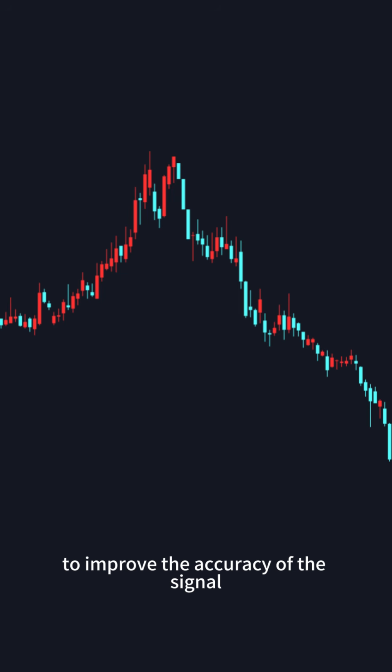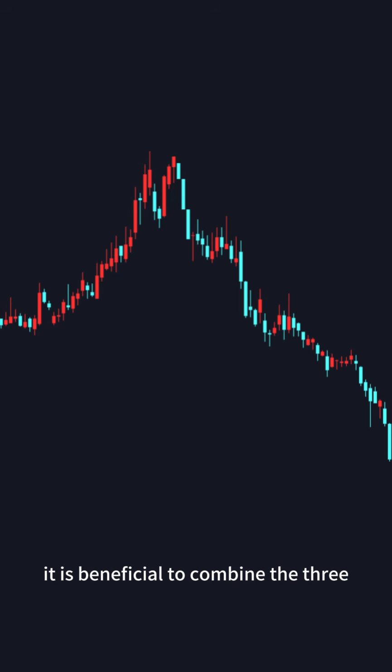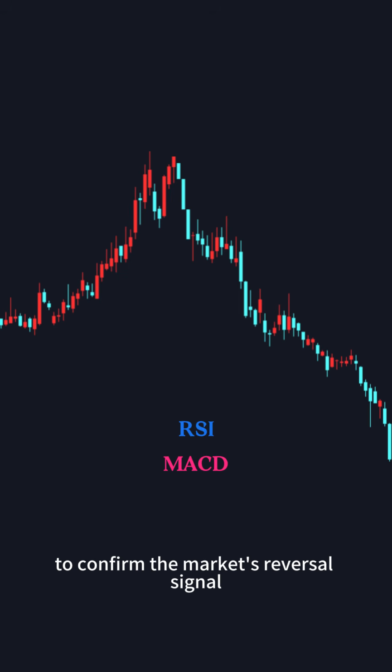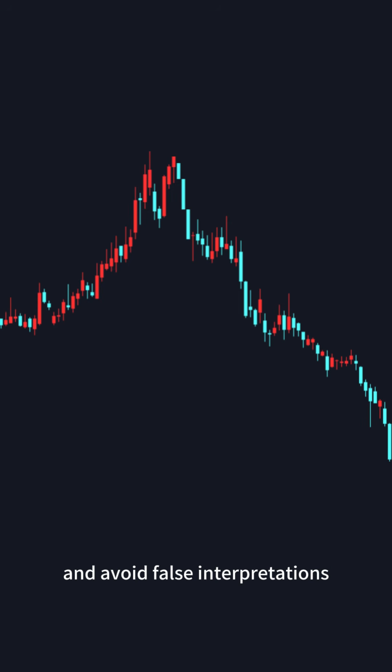To improve the accuracy of the signal, it is beneficial to combine the three black crows pattern with other indicators, such as RSI or MACD, to confirm the market's reversal signal and avoid false interpretations.